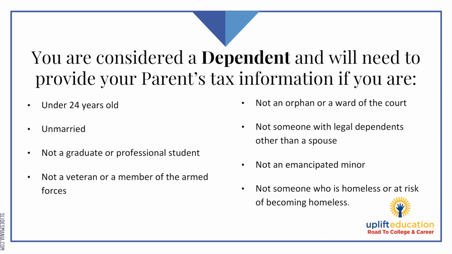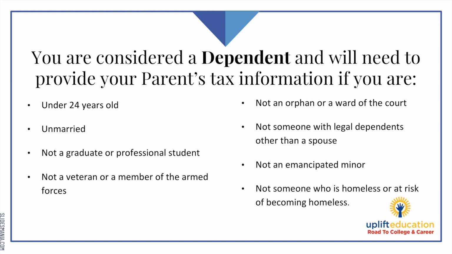So who is considered a dependent according to FAFSA? So we went through a bit of a checklist there, but if you are under the age of 24, unmarried, not a grad student, a veteran, an orphan, if you don't have children, if you're not an emancipated minor, if you're not at risk of being homeless, you are considered a dependent, meaning that you will have to provide your parents' information.